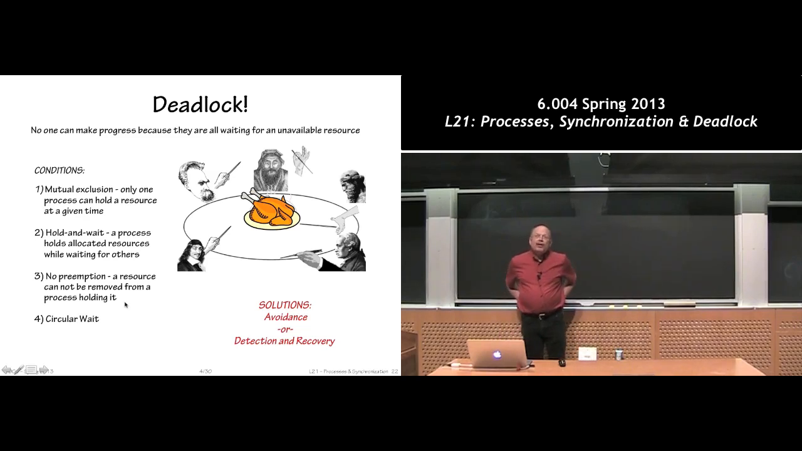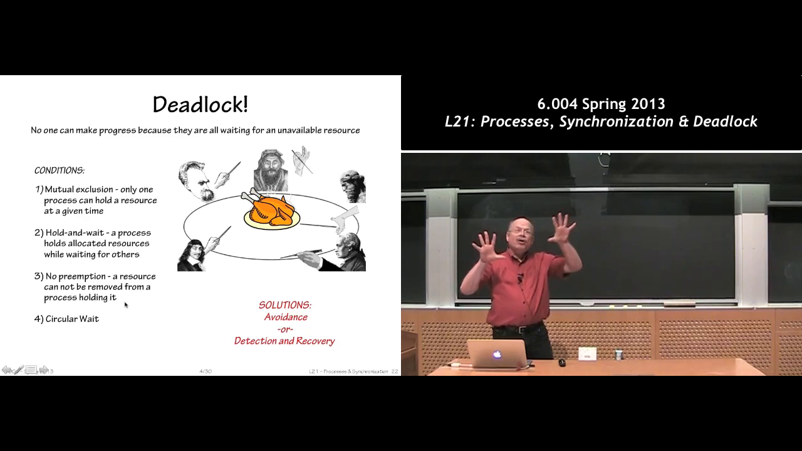But what are the solutions to this problem? The answer is we either need to avoid it, by coming up with a change in our strategy of using semaphores, or we have to detect it and then have the system, in some more global way, reach out and solve the problem for us.